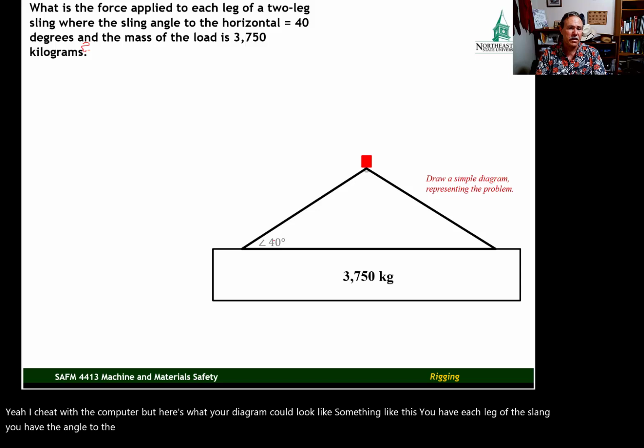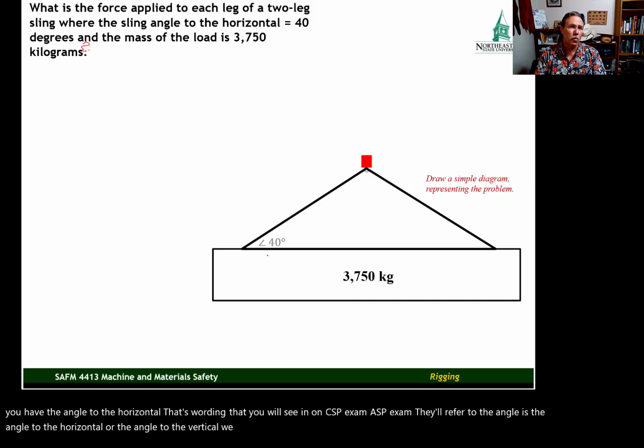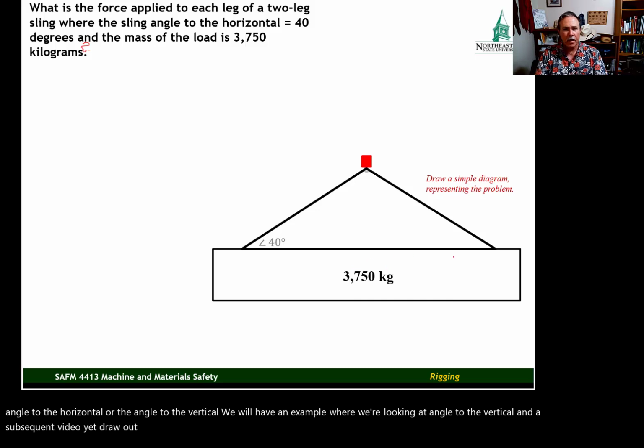That's wording that you will see on the CSP exam, ASP exam. They'll refer to the angle as the angle to the horizontal or the angle to the vertical. We will have an example where we are looking at angle to the vertical in a subsequent video. Again, draw out your problem like this.